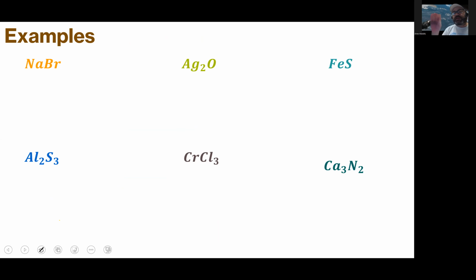So what we're doing here is taking the formula and turning it into a name. So look at the formula, turn the formula into ions, and then you can name the two ions, and that's literally the name of the compound. So we can have Na plus, Br minus. Okay, so that's a sodium, and this is a bromide.